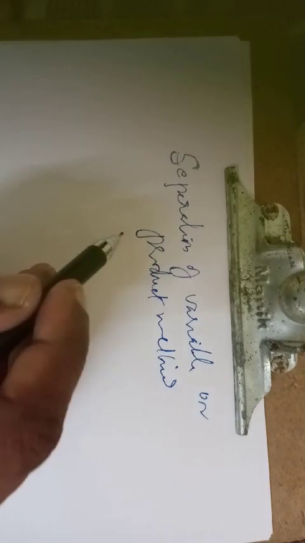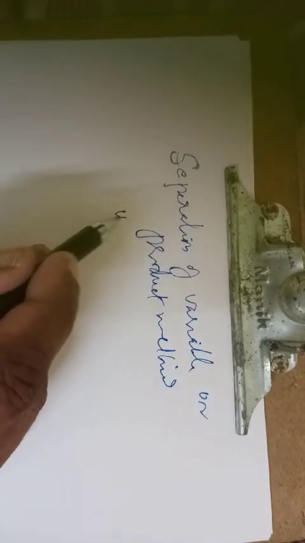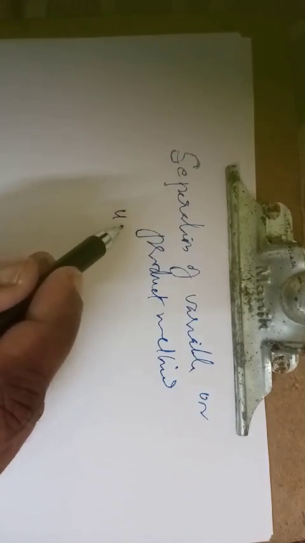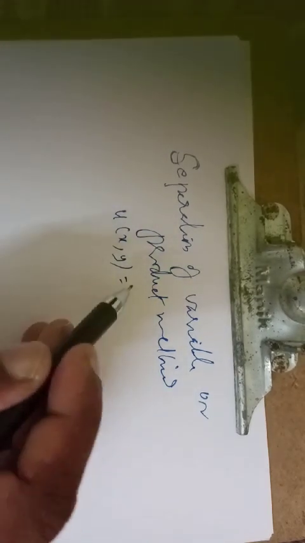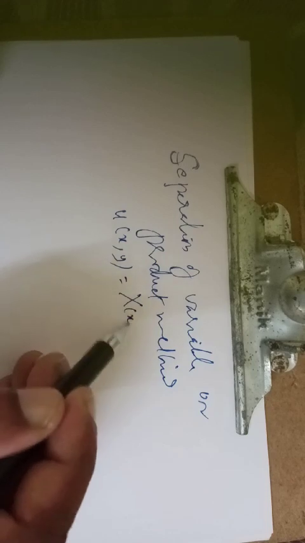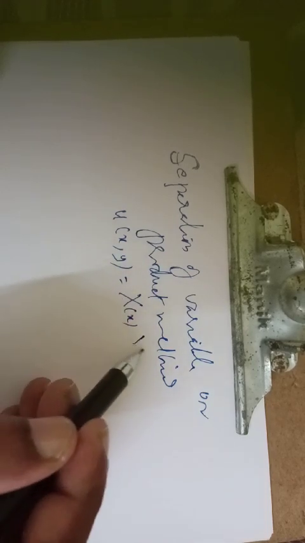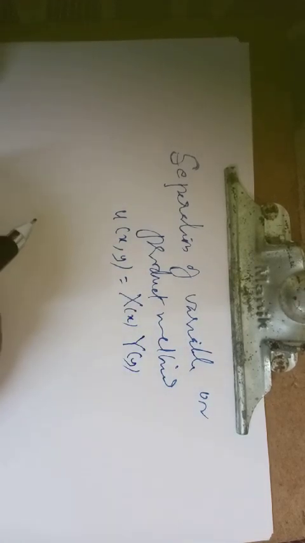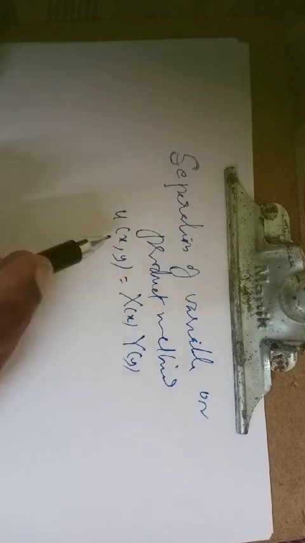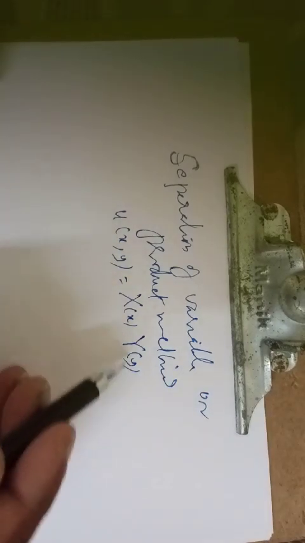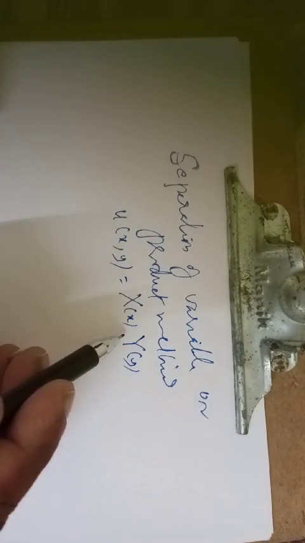In this method, we assume the solution as u of x, y is equal to a function of x, capital X of x, into a function of y. Capital X denotes a function of x and capital Y denotes a function of y. That is, we have separated the solution into two: first a function of x and then a function of y.